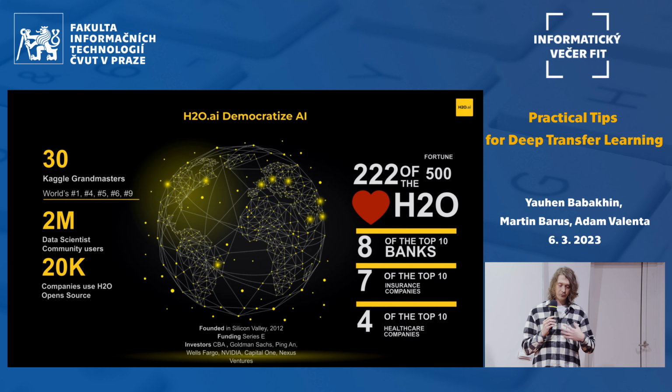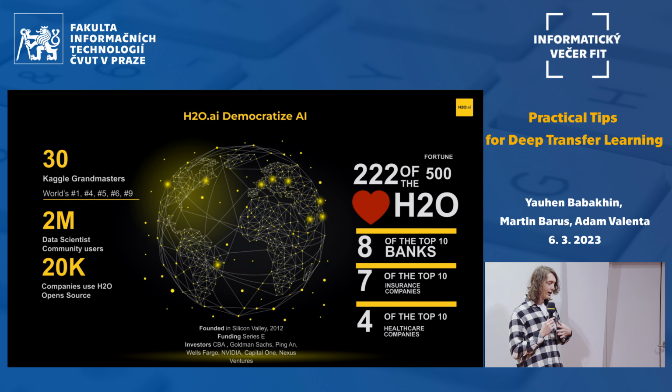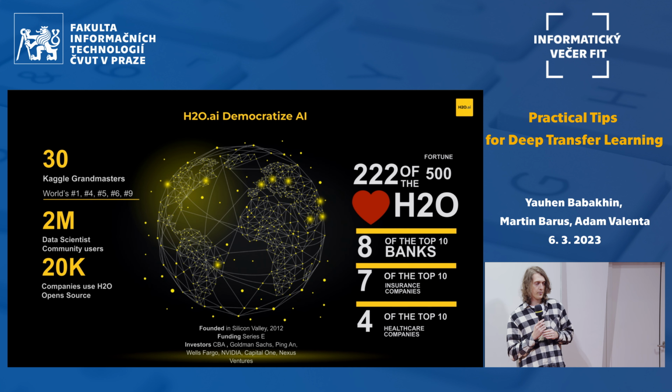And so what do we do? We try to build tools for data scientists, and we try to build tools to help everyone use and leverage AI. So our motto is we are democratizing AI. And so first of all, how do we do it? And how do we know that our tools are good?